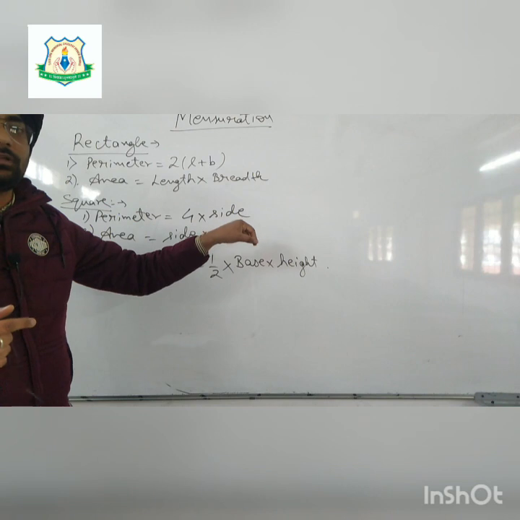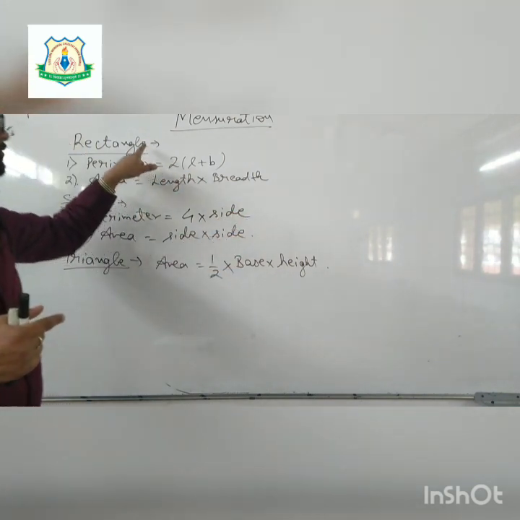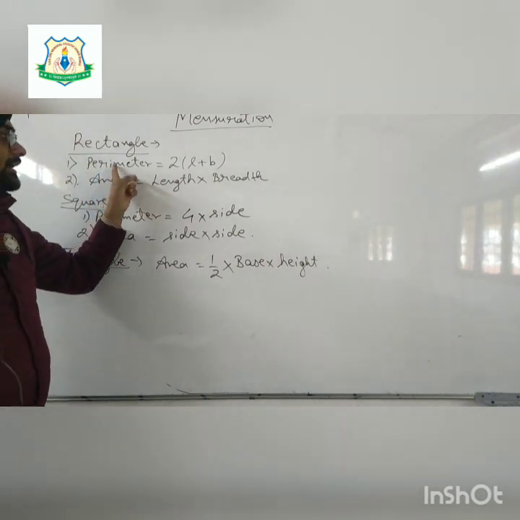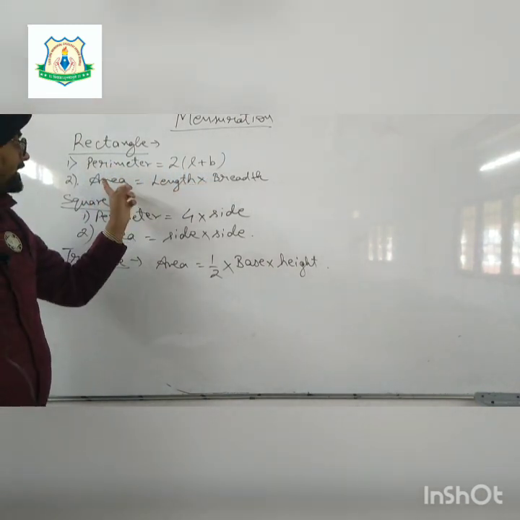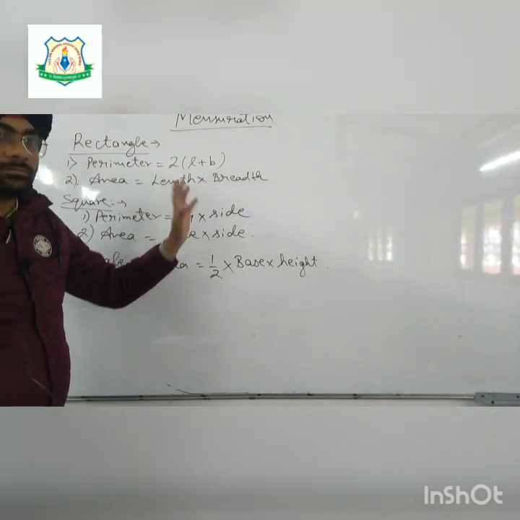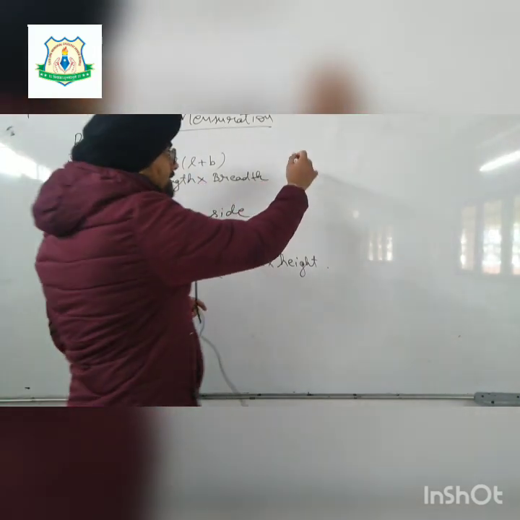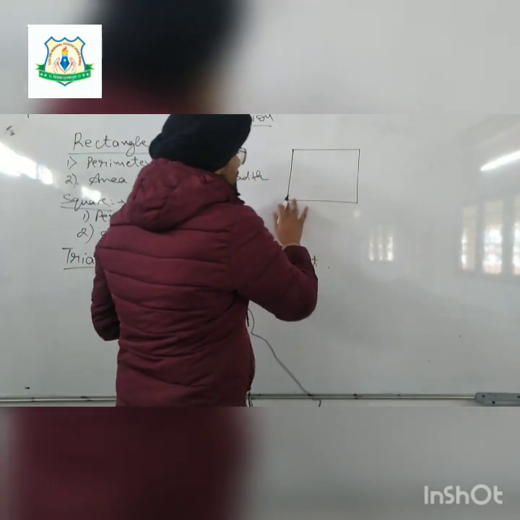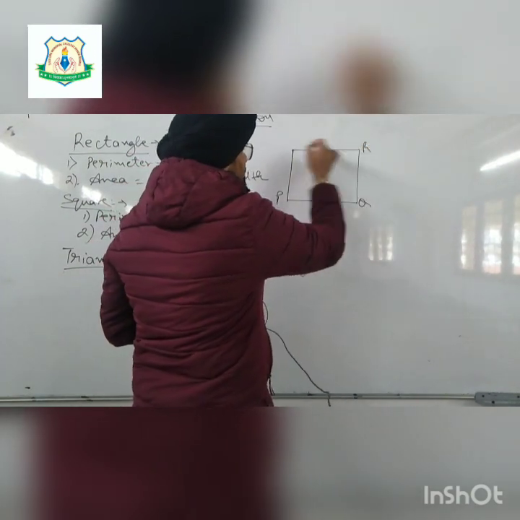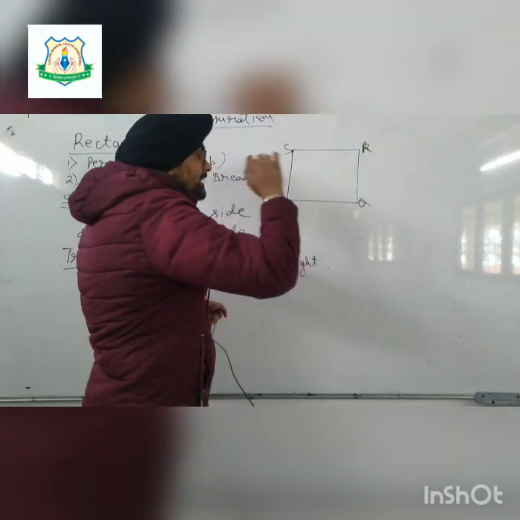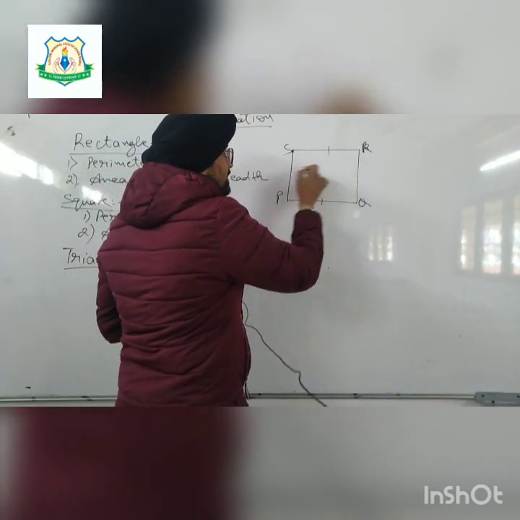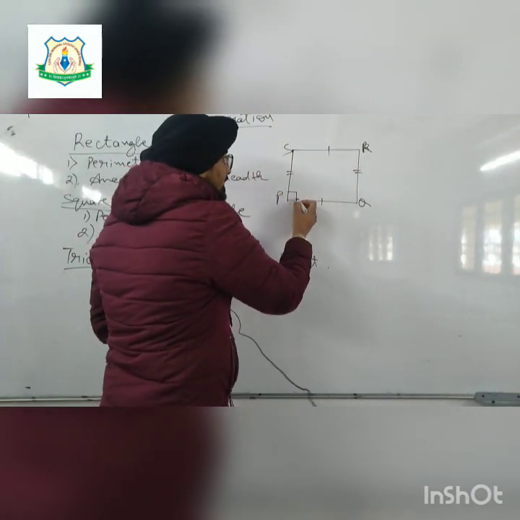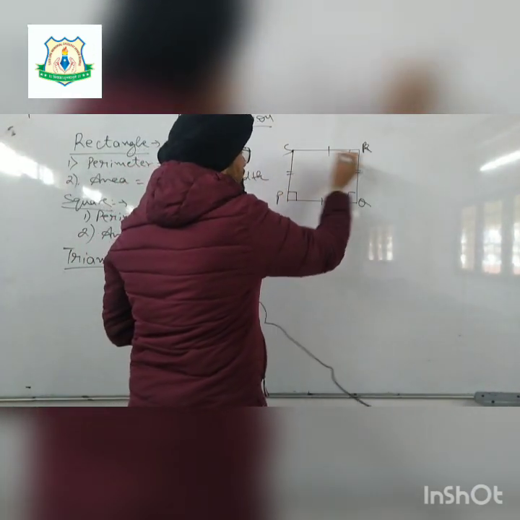So in this first topic, what are we going to study? We are going to study the rectangle. As you can see, the perimeter of a rectangle is 2 into (length plus breadth) and the area of a rectangle is length into breadth. Now I am going to discuss some of the important properties of a rectangle. Suppose this is a rectangle PQRS. In the case of a rectangle, you all know that opposite sides are equal and parallel. Each interior angle of a rectangle measures a right angle.